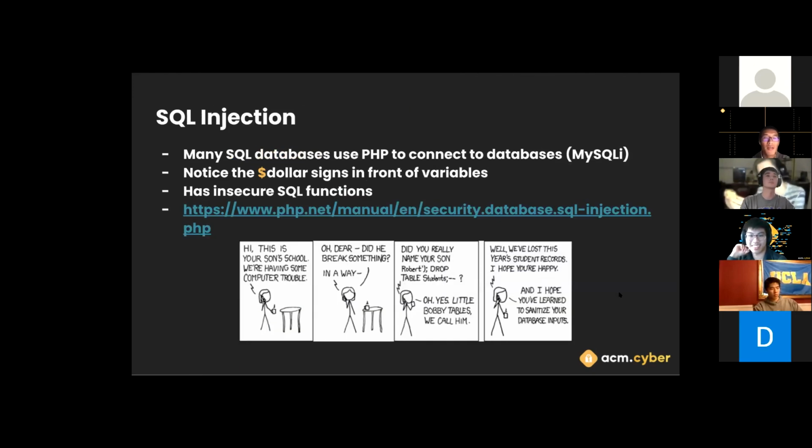Okay, so we talked about SQL injection last workshop, but many SQL databases use PHP to connect to the other databases. I have an example in a later slide. If you see a lot of $ in code, especially in front of variables, it's most likely going to be PHP or something derived from PHP, because in PHP every single variable needs a $ in front of it. There are also a lot of insecure SQL functions that, combined with insecure PHP functions, allow you to break a lot of things. And you guys can enjoy the XKCD about naming your child SQL injection.